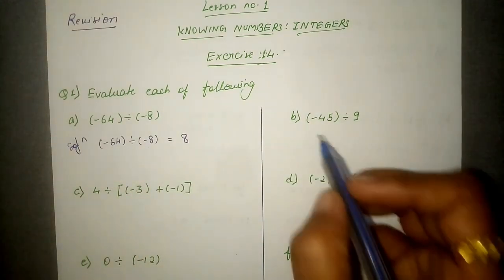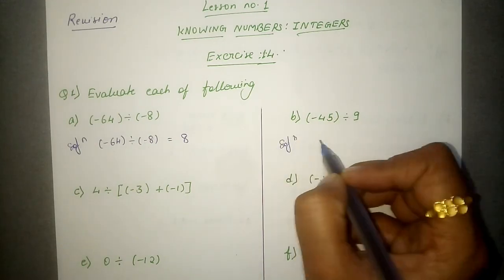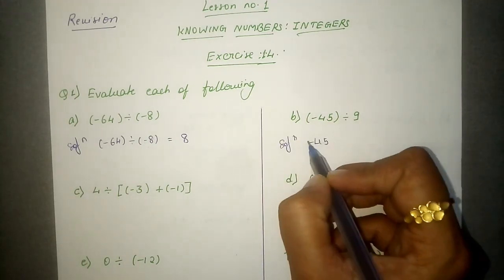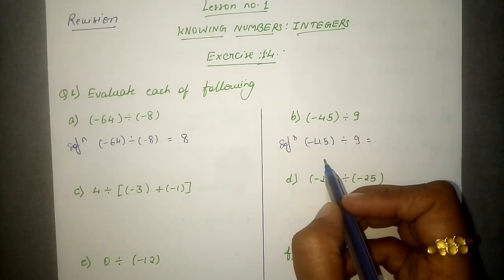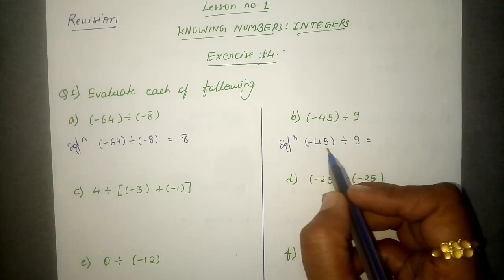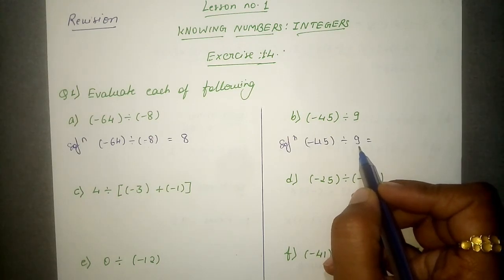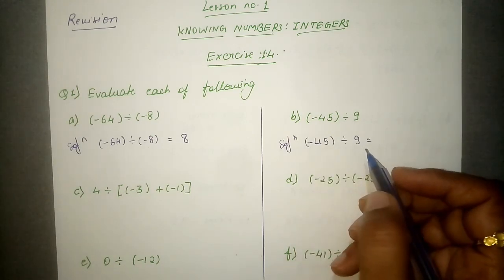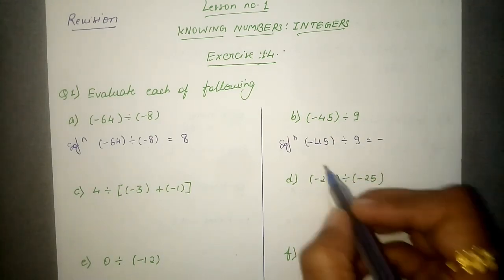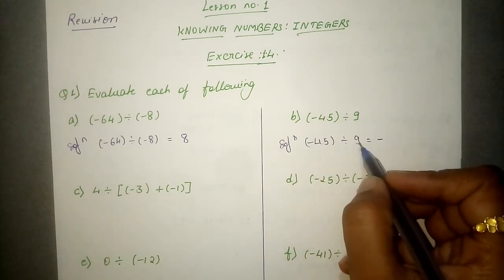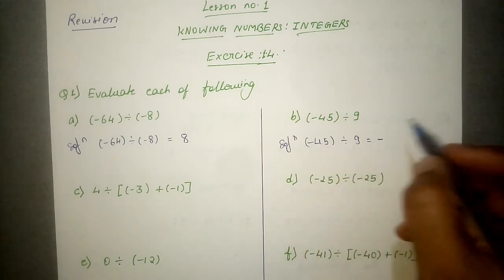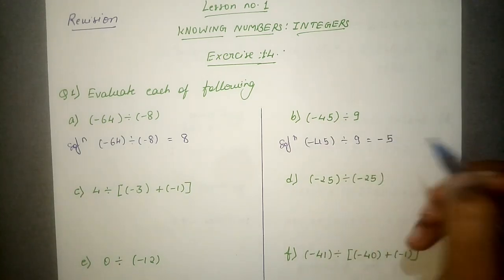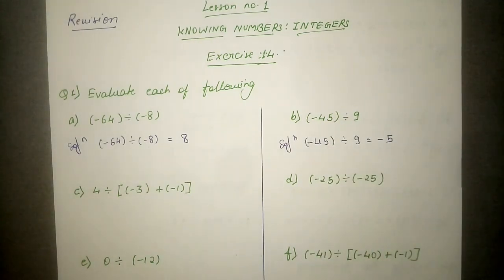Then the next B question, it is given, minus 45 divided by 9. So first observe the sign of it. Here minus 45 is given and here plus 9. So plus minus is minus. And 45 divided by 9 means 9 into 1 is 9 and 9 into 5 is 45. So here we will write minus 5.